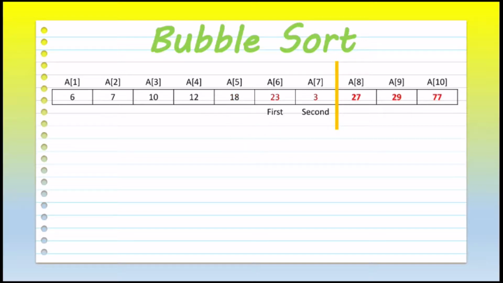So 23 is greater than 3? Yes, the condition is true. So we have to exchange the elements. So 3 will come to the 6th position and 23 will go to the 7th position.